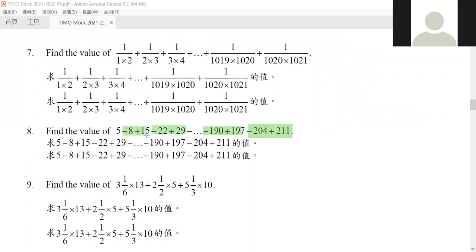you can see what the value of each term is. 15 minus 8 is equal to 7. 29 minus 22 is again equal to 7. This is also equal to 7. This is also equal to 7. So now here comes our answer. It will be equal to 5 plus 7 plus 7 plus 7 up until plus 7 and finally plus another 7. As long as we know how many 7s are here, then we can find out the answer.